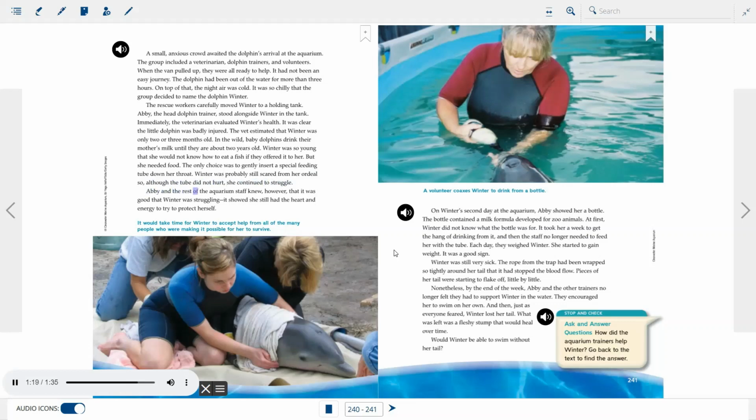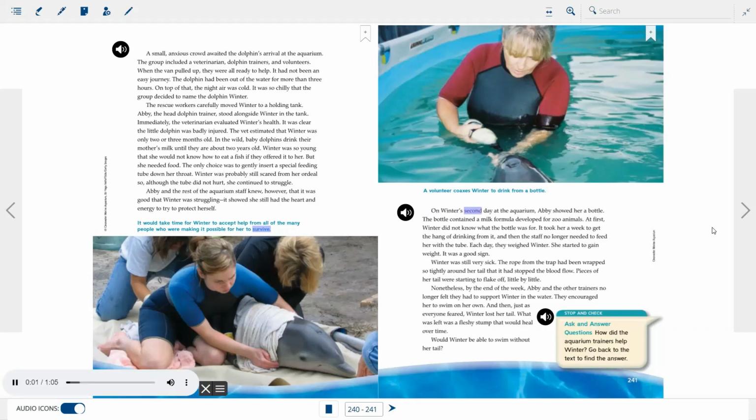Abby and the rest of the aquarium staff knew, however, that it was good that Winter was struggling. It showed she still had the heart and energy to protect herself. It would take time for Winter to accept help from all of the many people who were making it possible for her to survive.